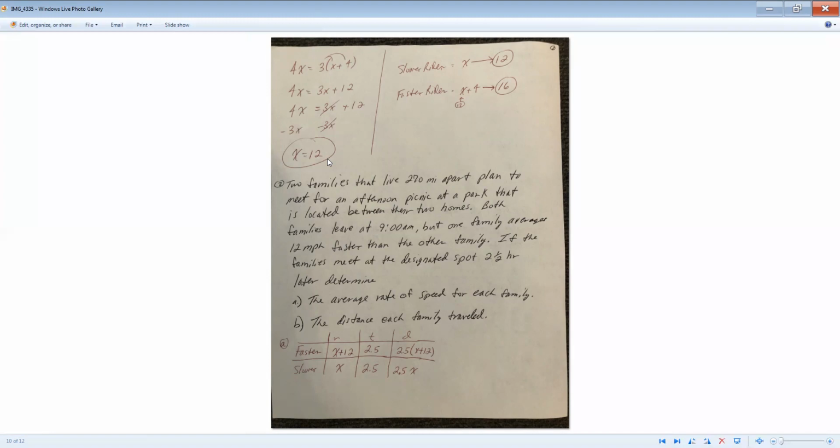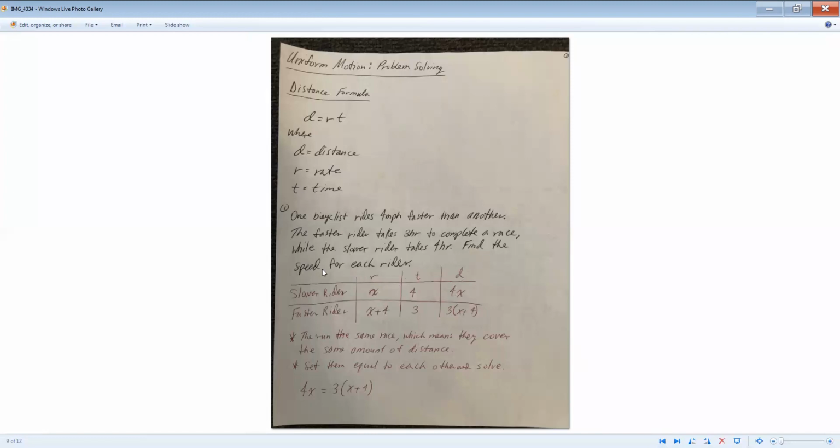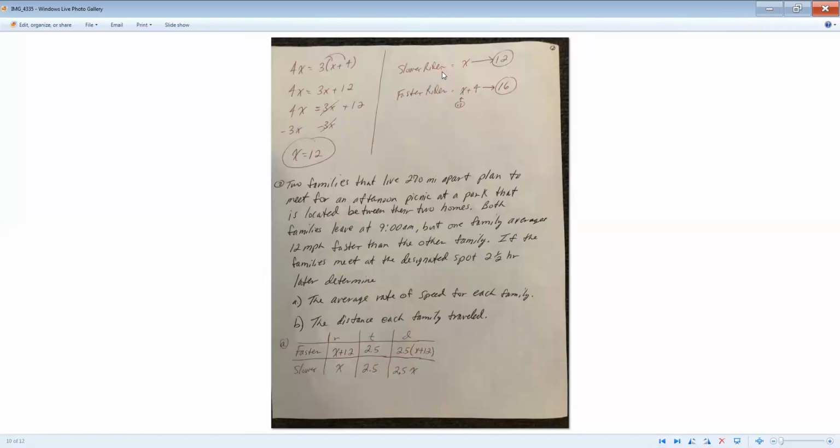So then you go back and make sure you actually answer the question that they gave you. Remember that they said find the speed for each rider, not just for one rider. So since x is equal to 12, the slower rider was x, so that would be 12. Faster rider is x plus 4, which would be 16.